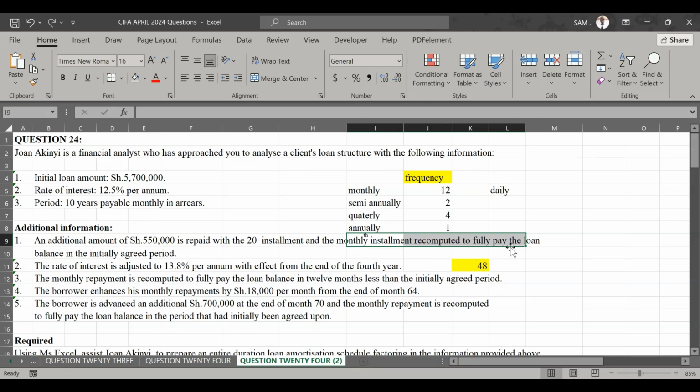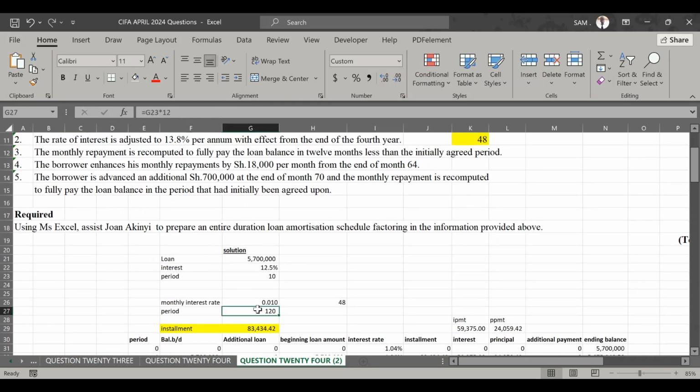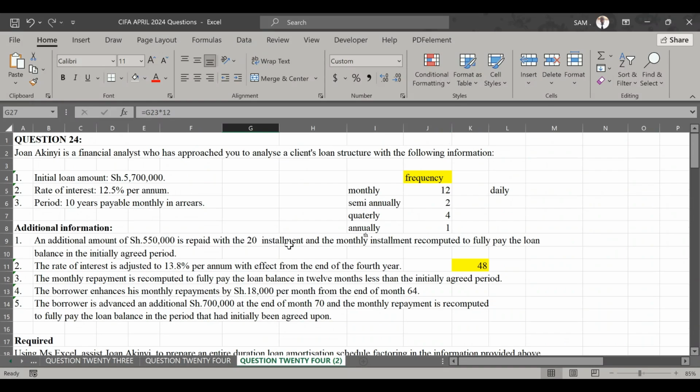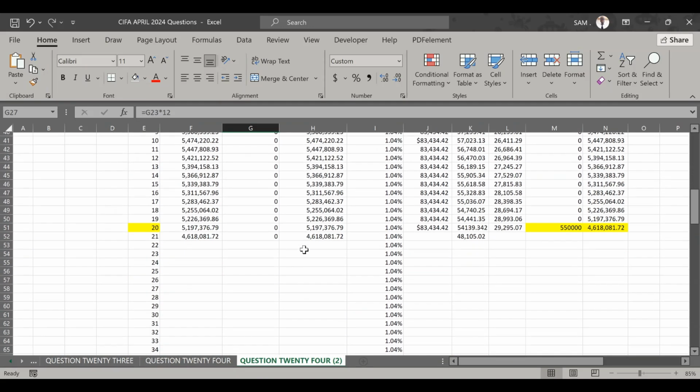I want to look at the last part: to pay the loan balance in the initially agreed period. Which period are we talking about? 120 months. Good. So loan period remains the same. The only thing that has been affected is the loan amount. That's why the examiner is also telling us to recompute the monthly installment. So let us recompute the installment.